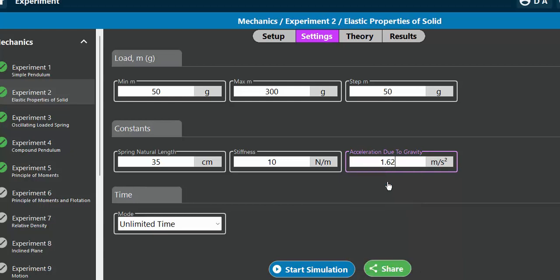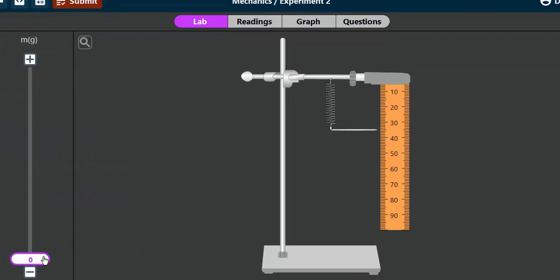So let's take a look at how this experiment would behave if it were done on the moon. So let's check it out. Let's increase the mass. You'll see that the mass is growing, but the force isn't much, because the force is whatever the mass is times 1.62. So the extension is very, very minimal, despite the fact that we have a relatively high amount of mass. So this is how the spring will stretch if it happens to be on the moon.